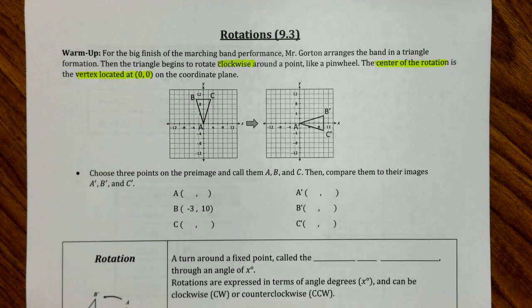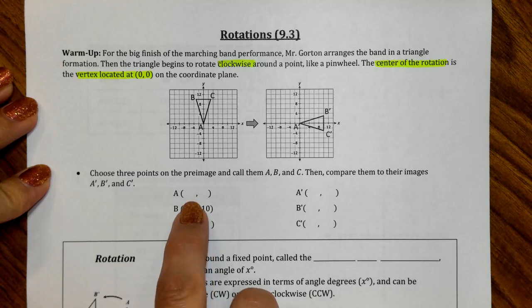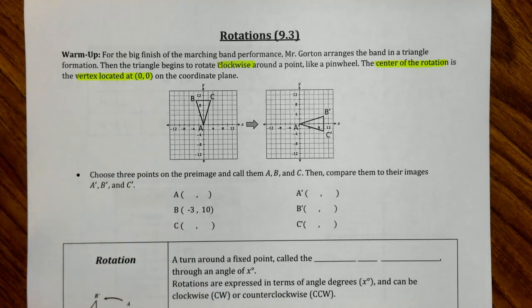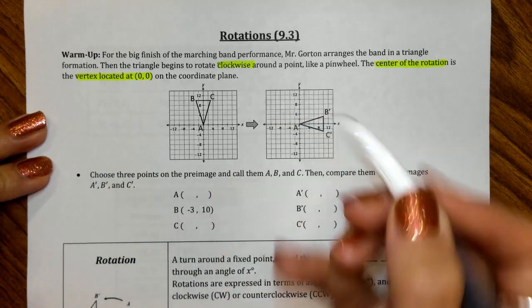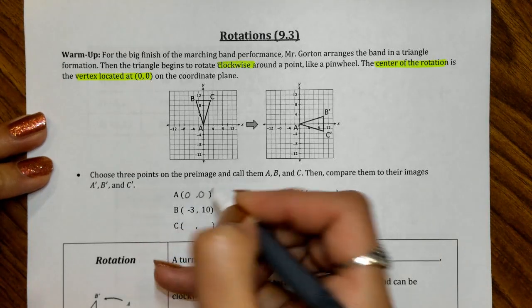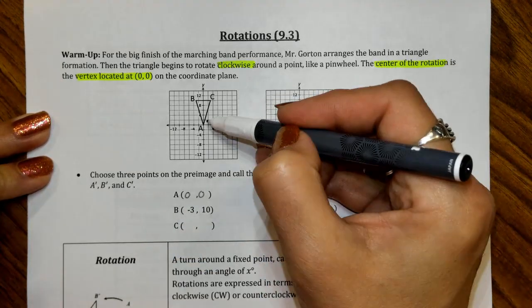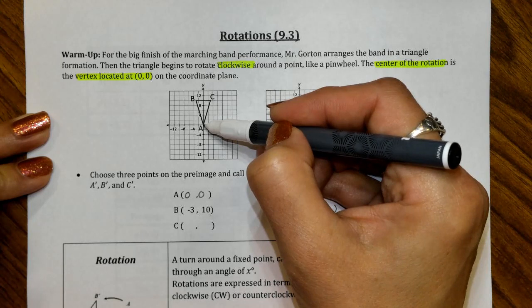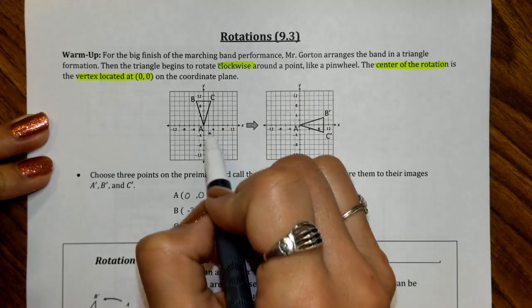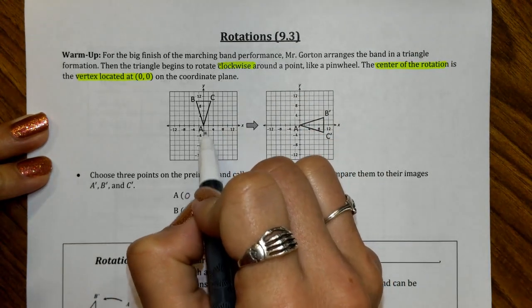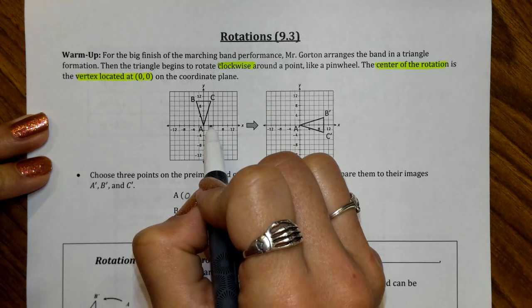All right, what they want us to do is choose these 3 points of the pre-image and call them A, B, and C. So that's what we're going to list here. They already have B filled in for us, so let's look at A. A is located at the origin, 0, 0. C is located at, these are counting by 1, very small, but I think it's going to go by 2s. So 2, and so we're halfway through.